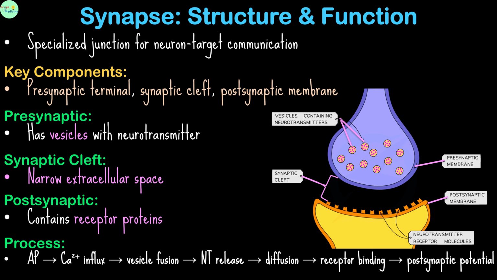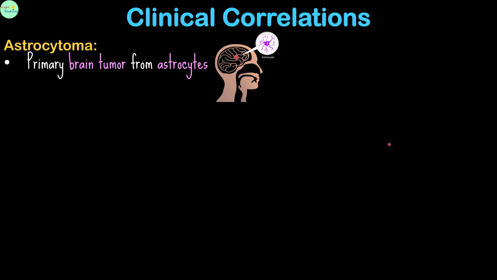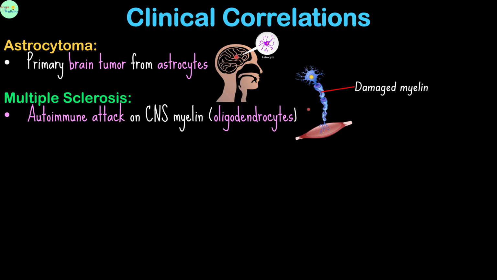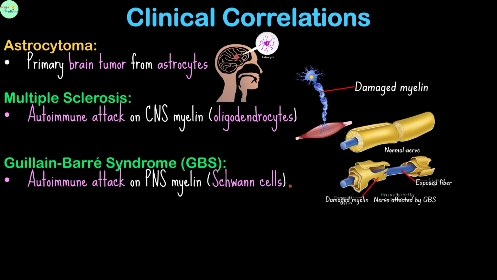This cellular knowledge has direct clinical importance. An astrocytoma is a primary brain tumor that arises from the uncontrolled growth of astrocytes. Multiple sclerosis is a classic autoimmune demyelinating disease where the body's immune system mistakenly attacks the central nervous system myelin produced by oligodendrocytes, leading to disrupted nerve conduction and a wide array of neurological symptoms. Guillain-Barré syndrome represents a similar process in the periphery where an immune response targets the myelin sheaths formed by Schwann cells, often causing rapidly progressive muscle weakness.